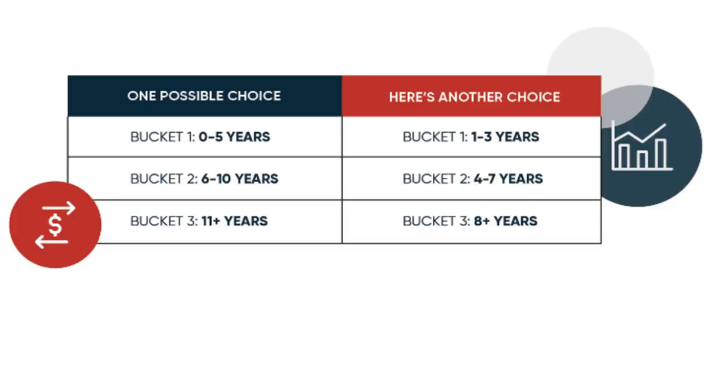So let's start high level. How does the bucket strategy work? Yeah, so very simply, the bucket strategy is just looking at what we generally refer to as three different time periods. One would be your short-term bucket, which is in that 0 to 5 or 1 to 3 year range. Then you've got a middle bucket that's in that 6 to 10 year, 4 to 7 year window. And then you've got a long-term bucket, which are assets set aside for retirement spending much later in your retirement picture.